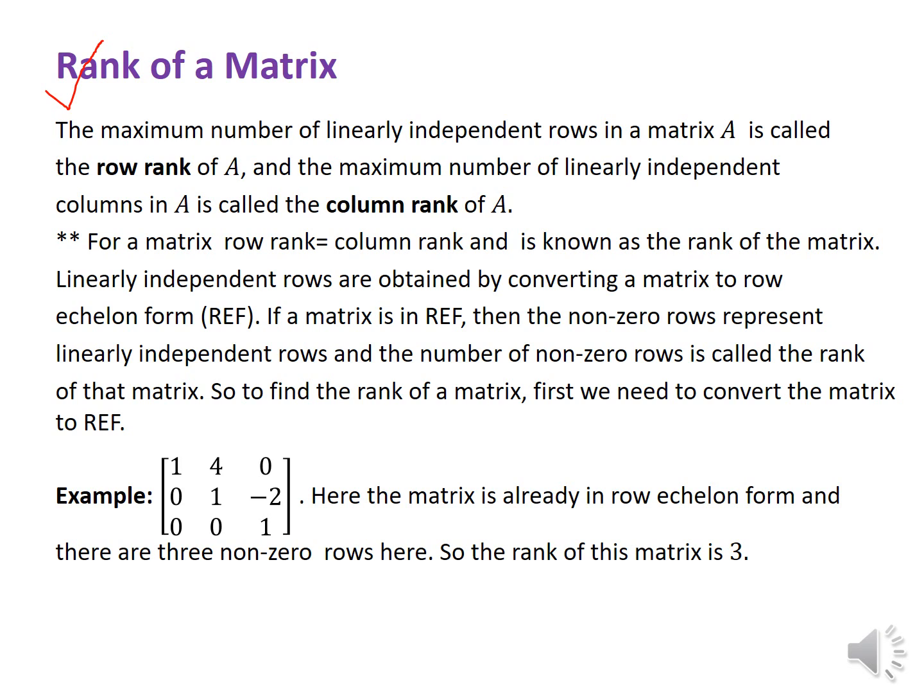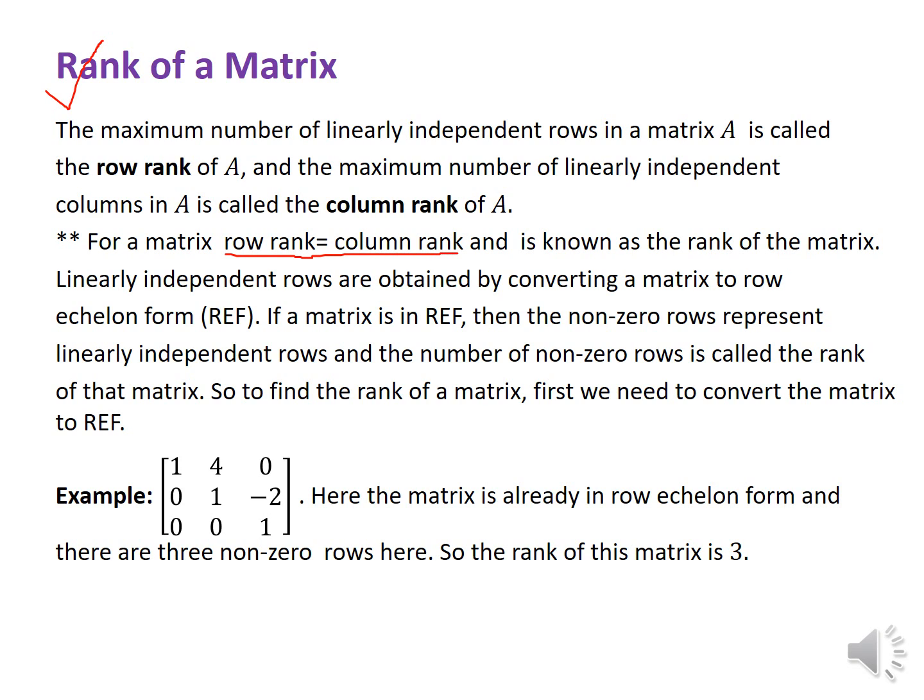The maximum number of linearly independent rows in a matrix A is called the row rank of the matrix A, and the maximum number of linearly independent columns of a matrix A is called the column rank of the matrix A. So again, for a matrix, row rank and column rank are equal and are known as the rank of the matrix.